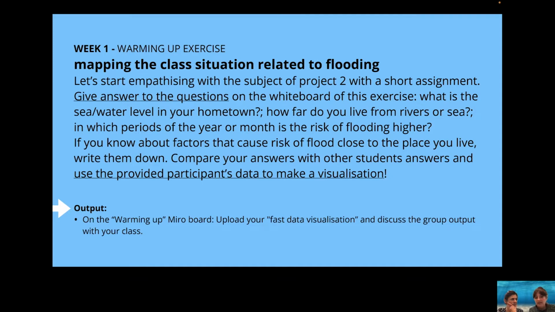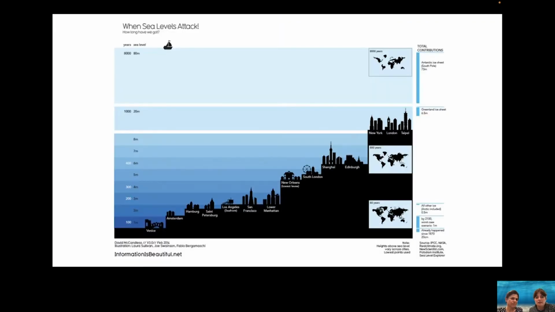And we have an example. It would be nice if you can make a data visualization about that. This is just an example. Here you see sea levels matching with where different cities are situated, but it could also be a way that you situate yourself towards the water and the risks. So this is a really nice assignment to get familiar with the subject, and this is just a warm-up, let's say.